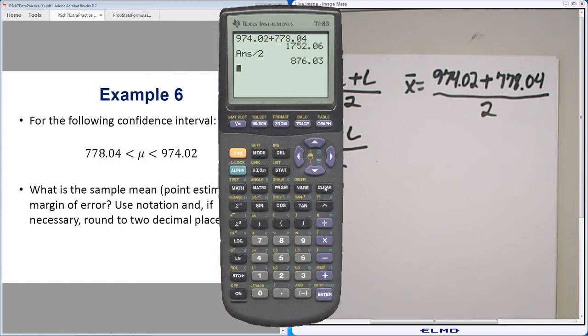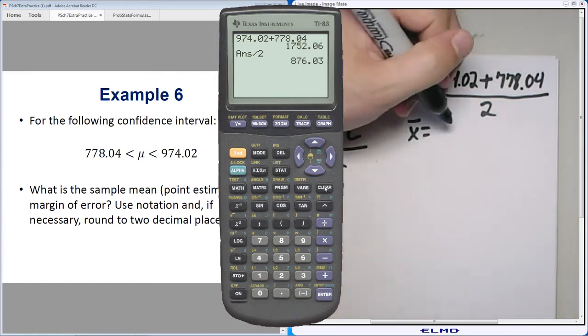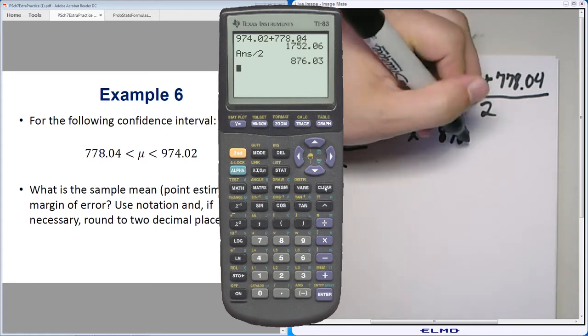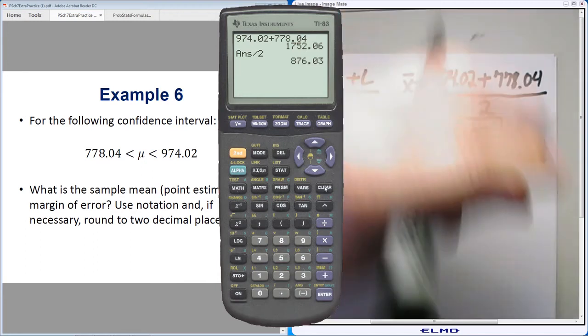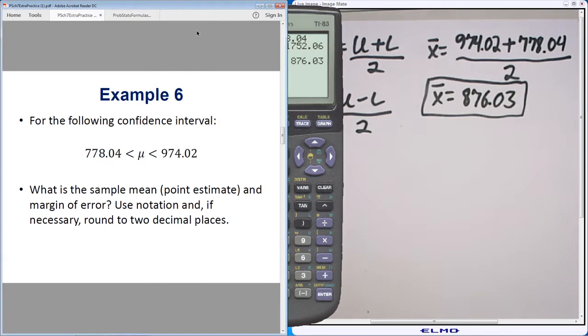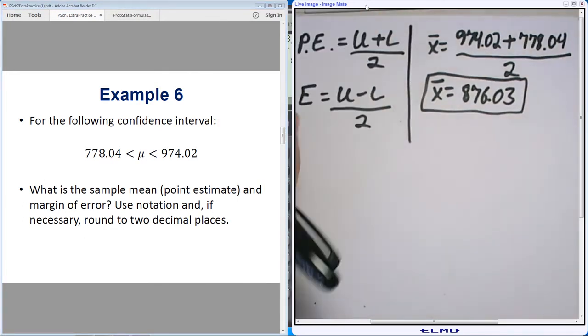And there's my answer for the sample mean. X bar is going to be 876.03. All right, I'm going to circle that so I'll know where it's at later. Let's put a divider in there.